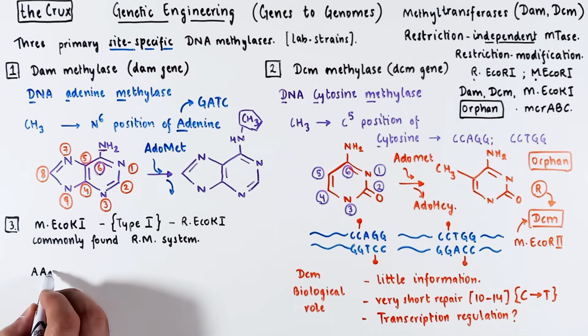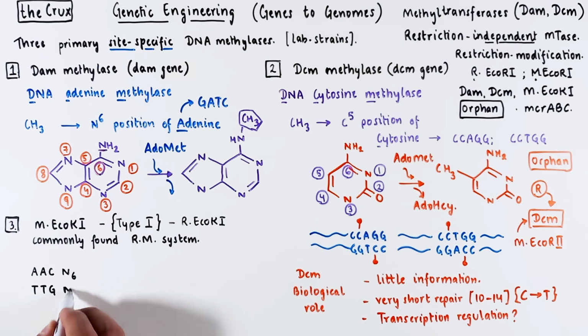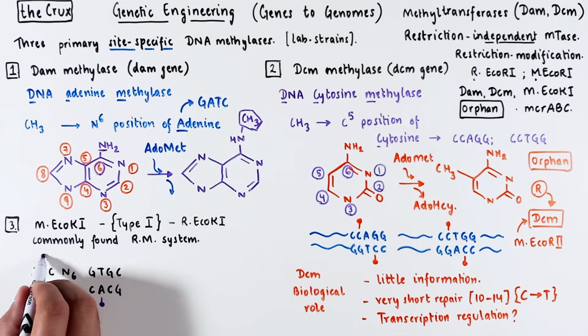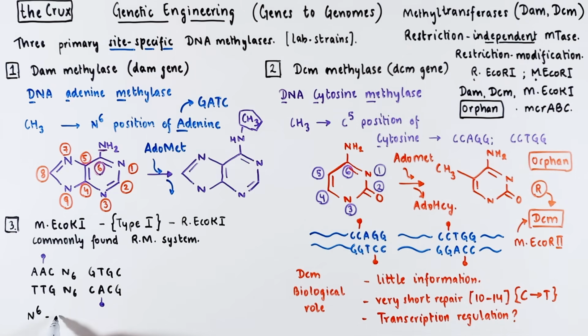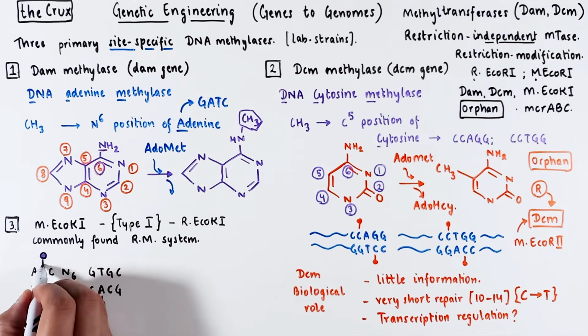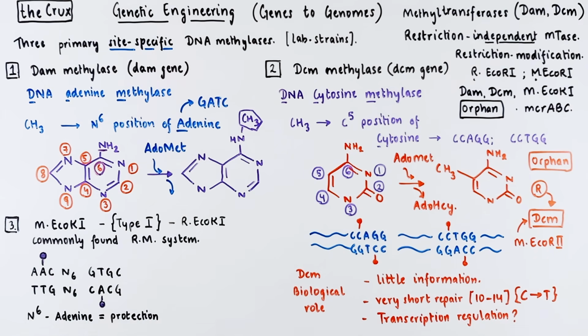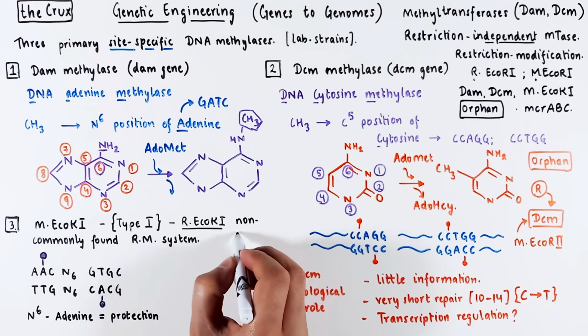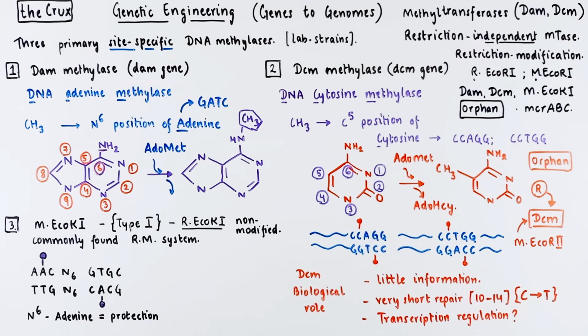Here's the weird-looking non-palindromic sequence that EcoKI recognizes. And the methyl is transferred to the internal adenines at the edges of the recognition site. The position at which the methyl is transferred is the same as we saw with Dam methylase. And by the usual logic, the methyl here offers protection from the restriction enzyme, which can only recognize non-methylated DNA.